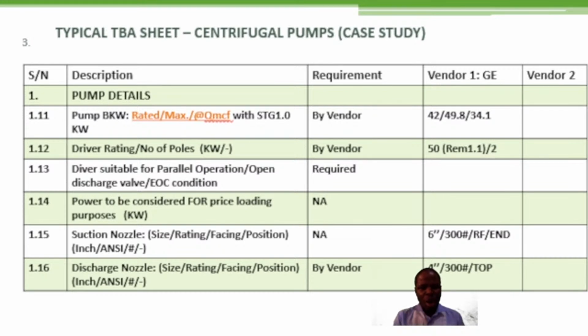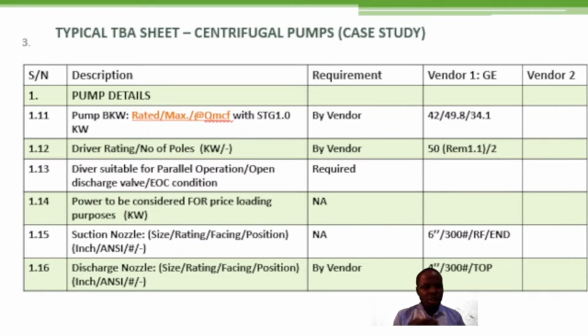Okay, is the vendor meeting this condition? If it's meeting this condition, you state it under the particular vendor. Now, if it is greater than 55 kilowatts, what does API 610 say? Your motor MCR, your driver rating shall be at least 10% higher than your pump BKW. Now, is this particular vendor on its bid meeting this condition? If it's not meeting this condition, you have to note it. It's a pointer for you to also take notes on your technical bid analysis sheet.